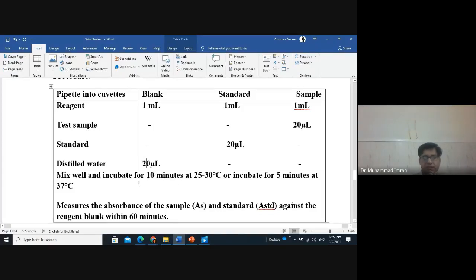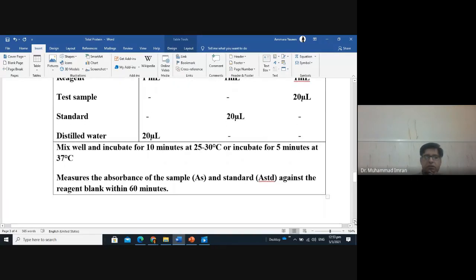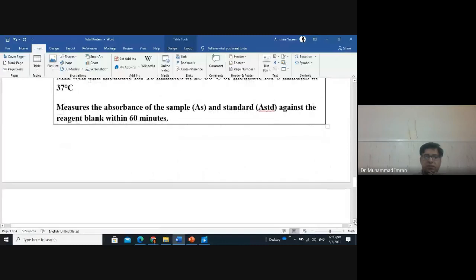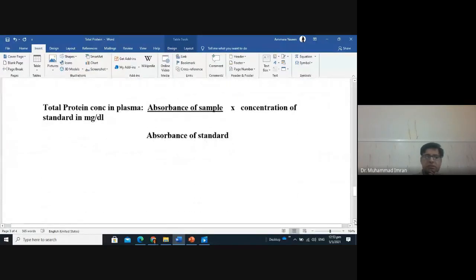Mix well, incubate for 10 minutes at 25 degrees centigrade or at 37 degrees centigrade for 5 minutes. Measure the absorption of sample and standard against the reagent blank within 60 minutes. Okay, so after 5 minutes at 37 degrees centigrade, you take the reading.